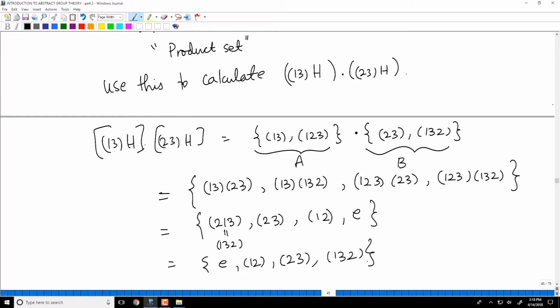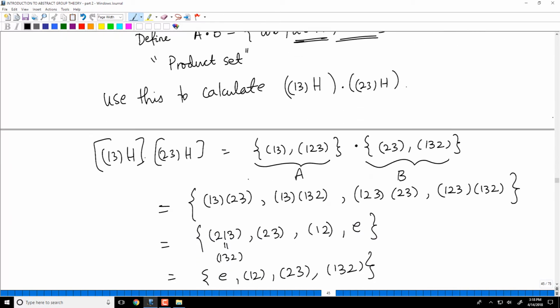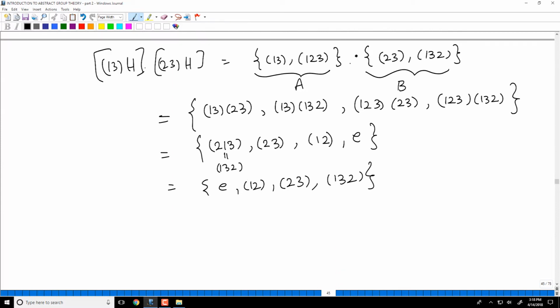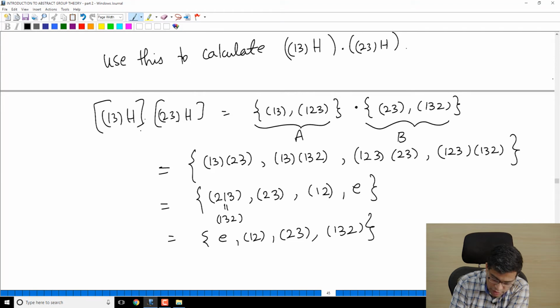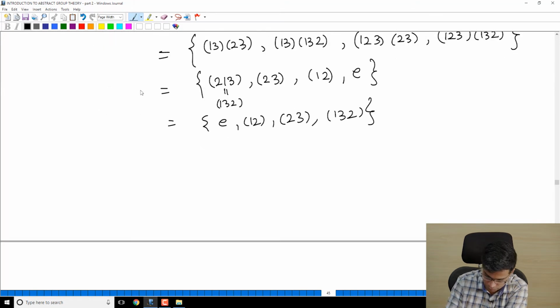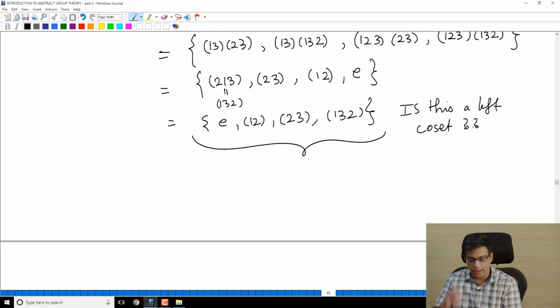Okay, so now let's stare at this. Earlier I defined the product of two subsets, and it is another subset. Here I have taken two subsets consisting of 2 elements each, and I multiplied them. I got a subset of 4 elements. Now in order for this operation to be a valid group operation on the set of left cosets, when I multiply left cosets, I must get another left coset. So is this a left coset?